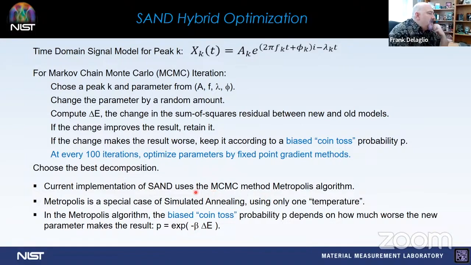So SAND uses the Monte Carlo method called the Metropolis method, which is a special case of simulated annealing that maybe we'll describe the next time we all get together.